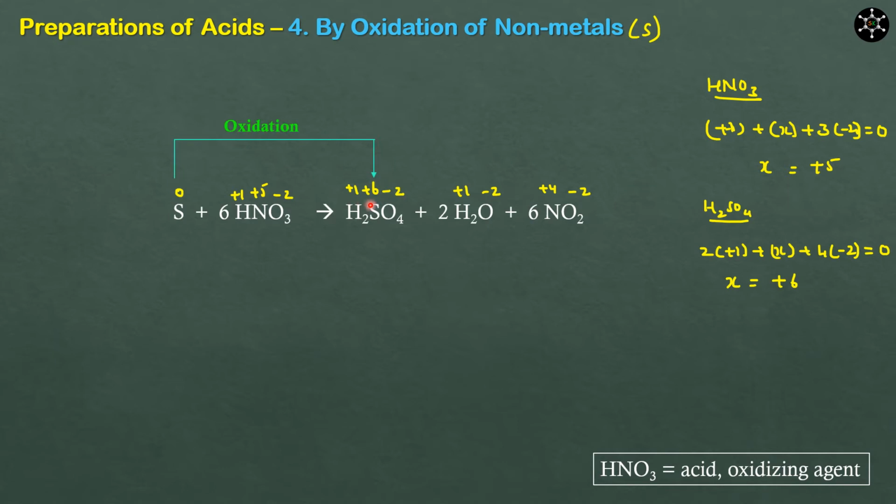So, this is oxidation because there happened an increase in oxidation number. Nitrogen +5 to +4, there is a reduction in oxidation number. So, this is a reduction reaction. So, this is a proper redox reaction.